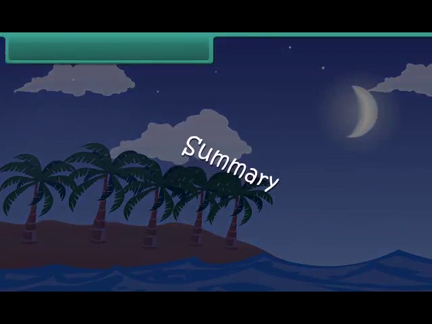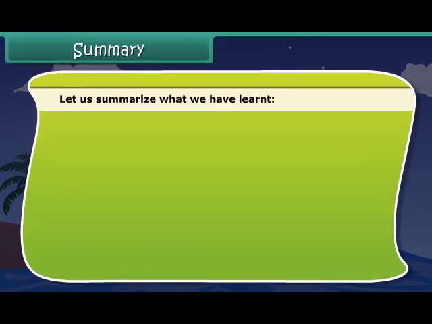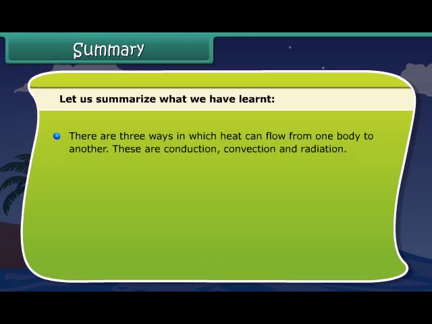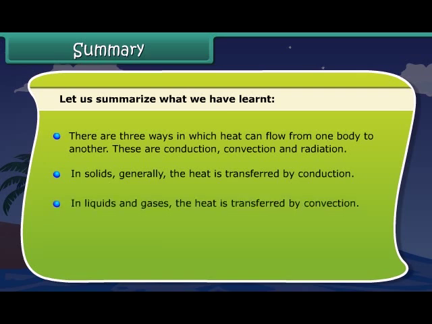Summary. Let us summarize what we have learned. There are three ways in which heat can flow from one body to another. These are conduction, convection, and radiation. In solids, generally the heat is transferred by conduction. In liquids and gases, the heat is transferred by convection. No medium is required for transfer of heat by radiation.